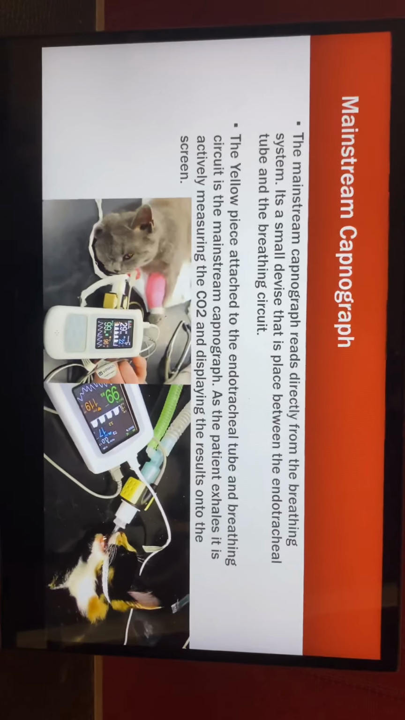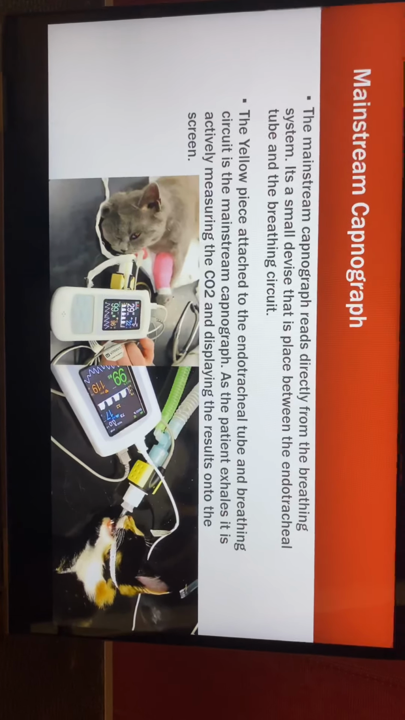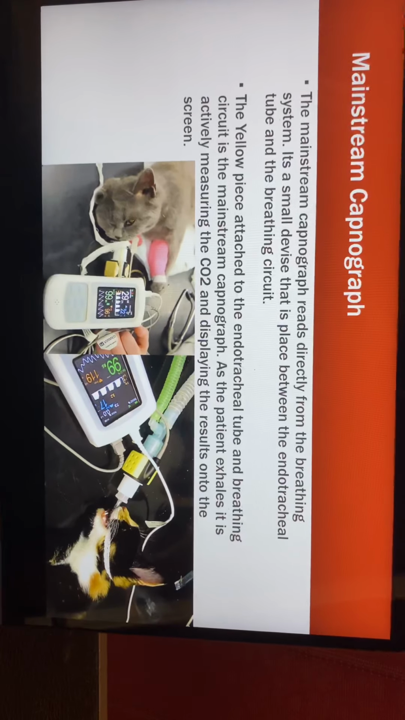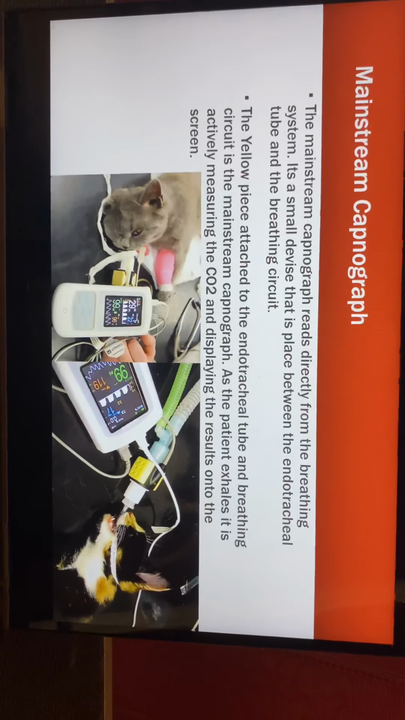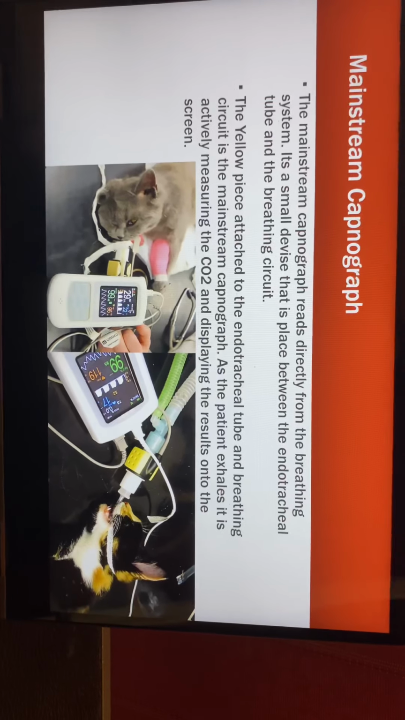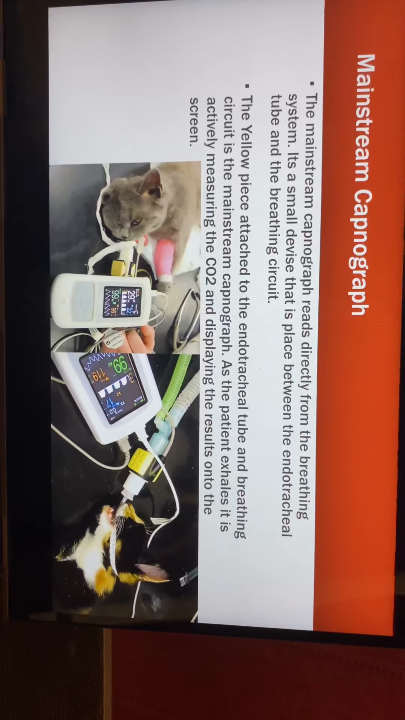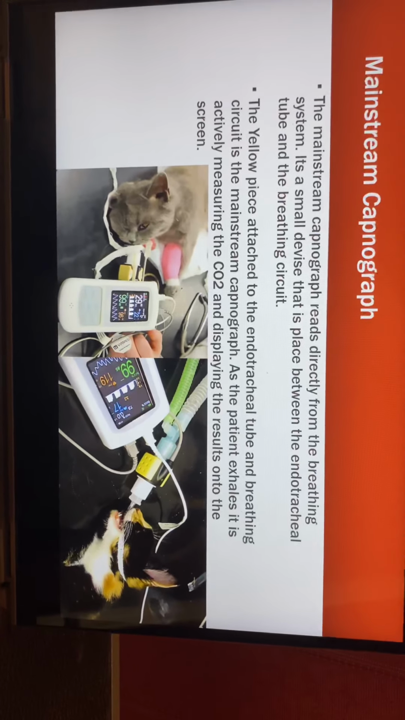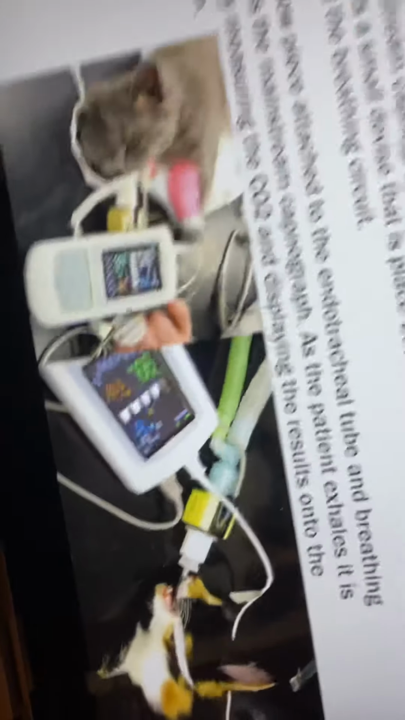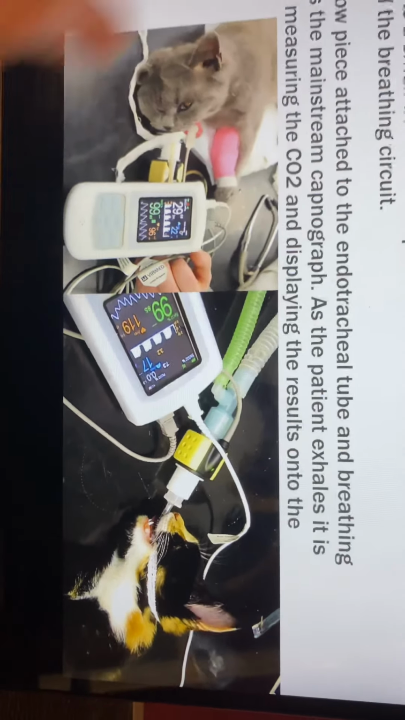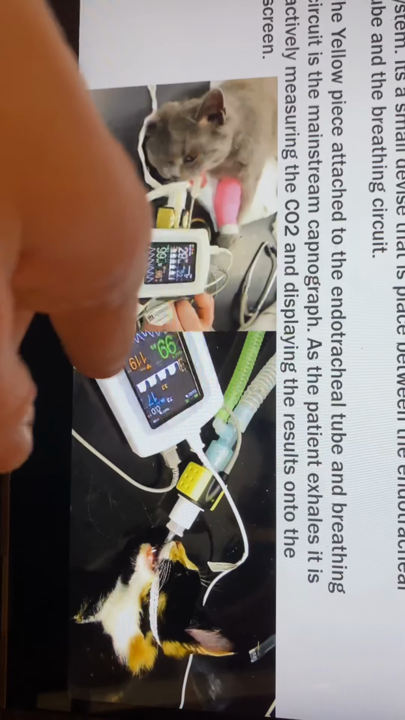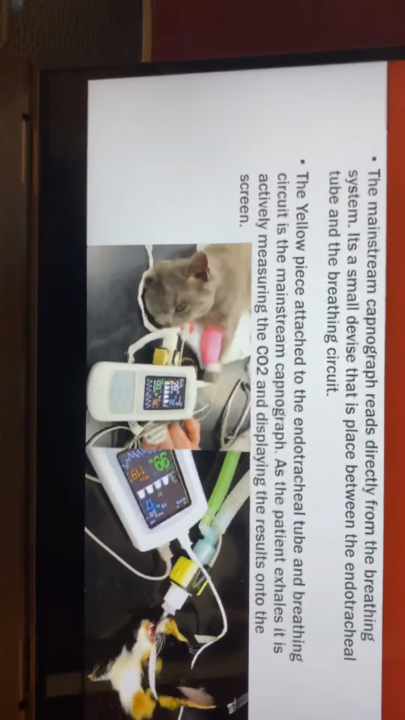The mainstream capnograph reads directly from the breathing system. It is a small device that is placed between the endotracheal tube and the breathing circuit. The yellow piece that you see in these photos attached to the endotracheal tube and breathing circuit is the mainstream capnograph. As a patient exhales, it is actively measuring the CO2 and displaying the result onto the screen. You can see in these example photos that this yellow piece is what's reading the CO2, and it is then displayed onto the screens.